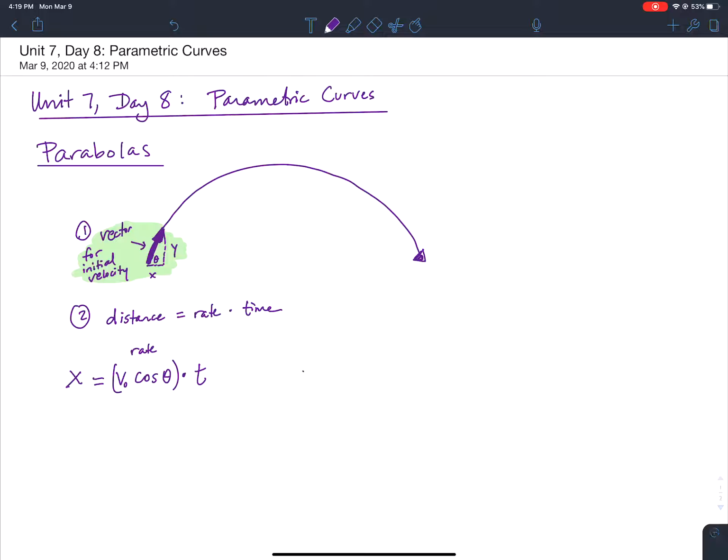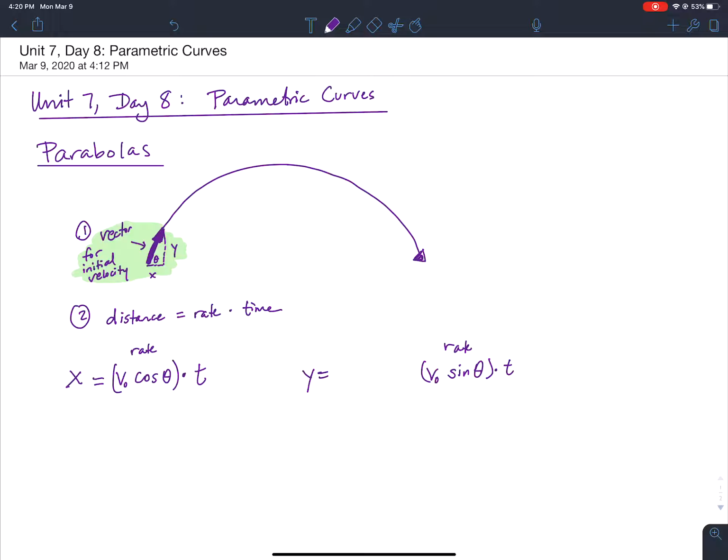Okay? Now y, we're going to do the same idea, distance equals rate times time. So we're going to have a y component. I'm going to leave some space, do our y component. Distance equals our rate in the y direction. So that's our rate. So the y component of our vector times time.